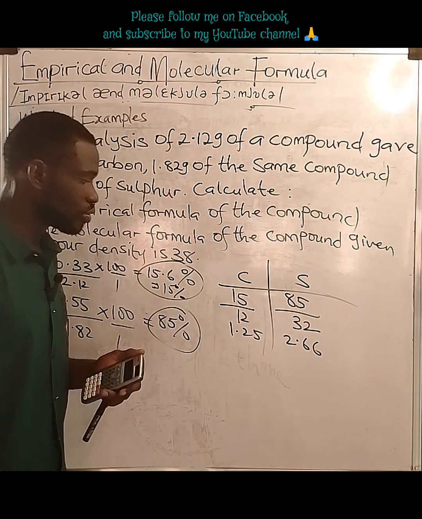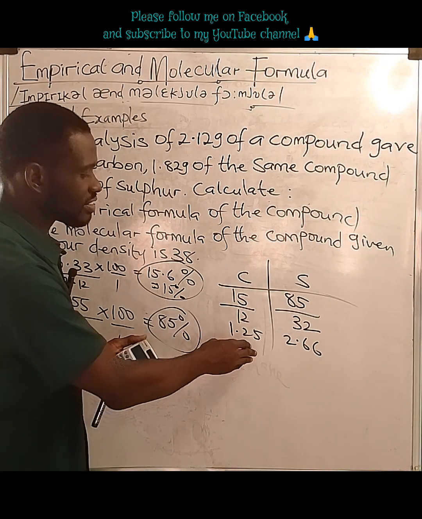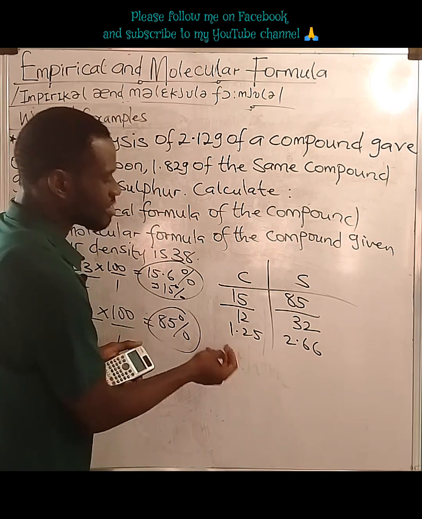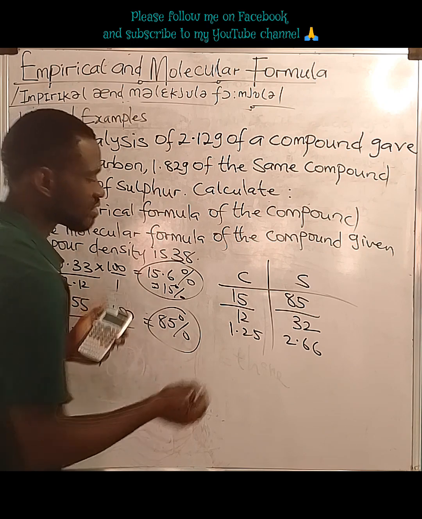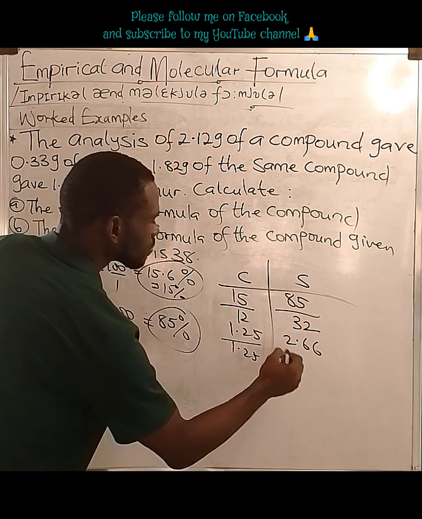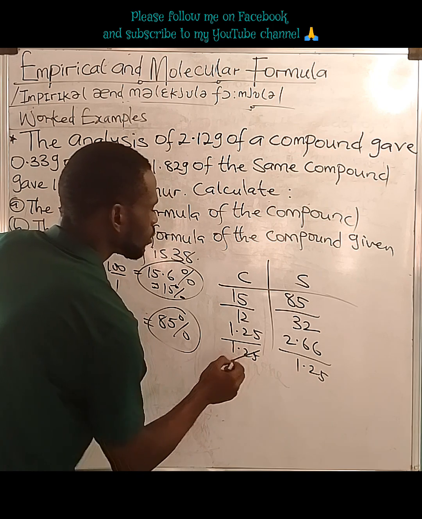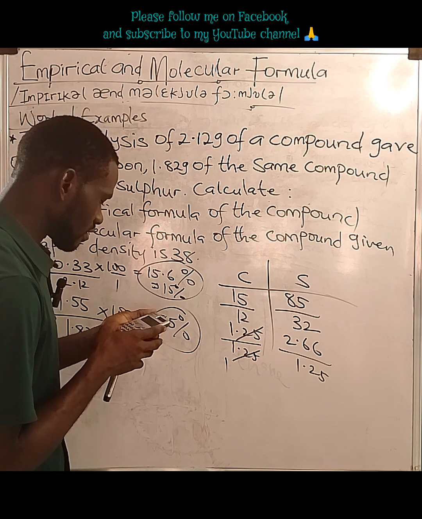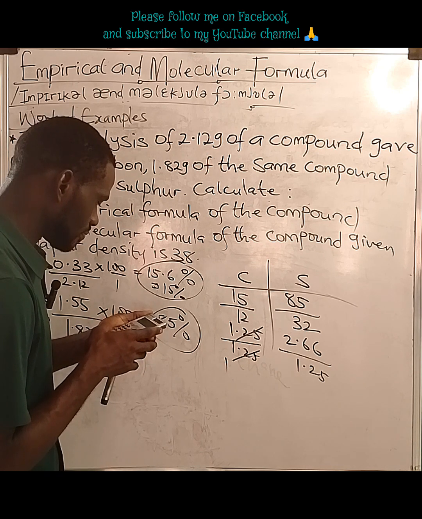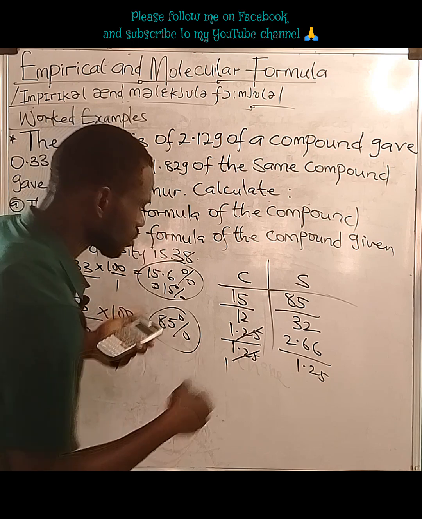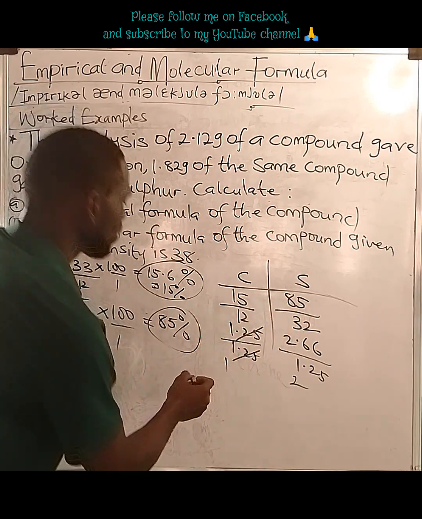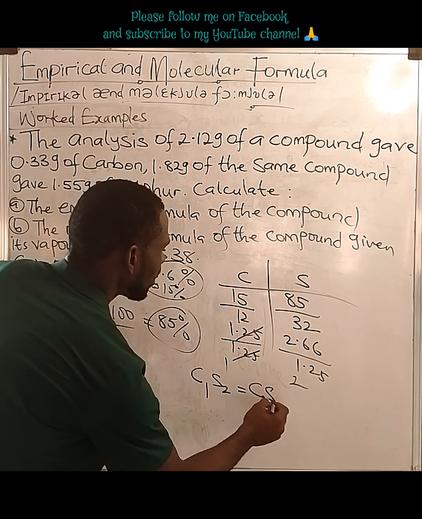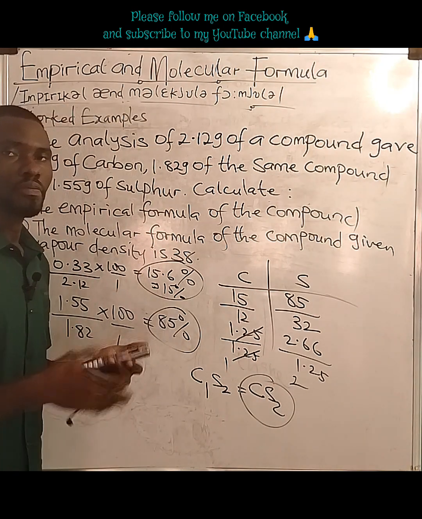What do we do next? The next thing we're going to do is divide all through by the least. If you use 2.66 to divide all through, you end up with 1 point something, or 0 point something, which doesn't make any sense. So you're advised to use the smallest of them all, 1.25. 1.25 divided by 1.25 is 1. Then 2.66 divided by 1.25. Let's see what we get. That is 2.12, which is about 2. So what do we have? We have C1S2, which is CS2. This is our empirical formula.